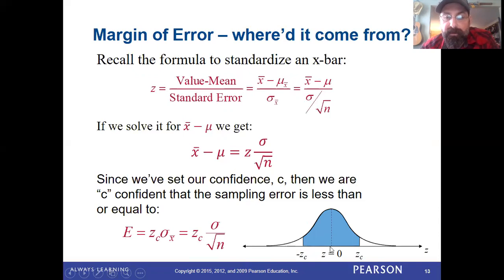So pictorially, here's what's happening. If this is, say, 90% confident, we only care about the central 90% of X-bars. So we don't care to become bigger than this z or smaller than this z. So the biggest that this sampling error will ever become under a given level of confidence is the right endpoint of this shaded region, z sub c. So that's where the margin of error formula comes from.